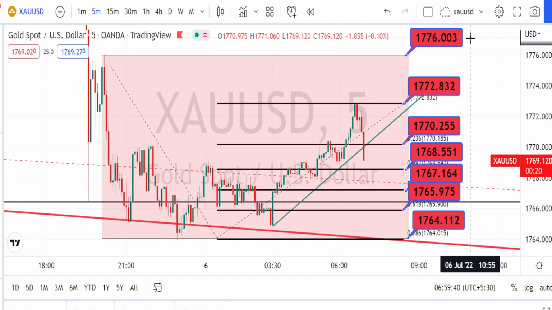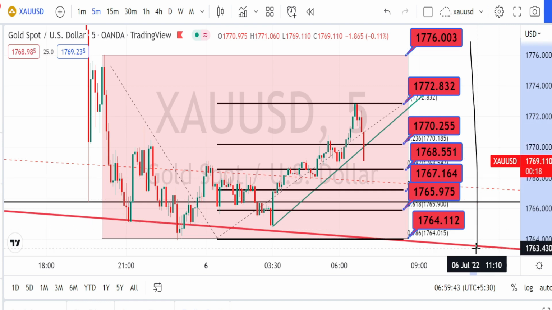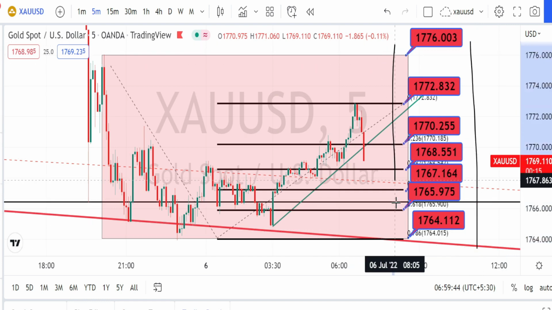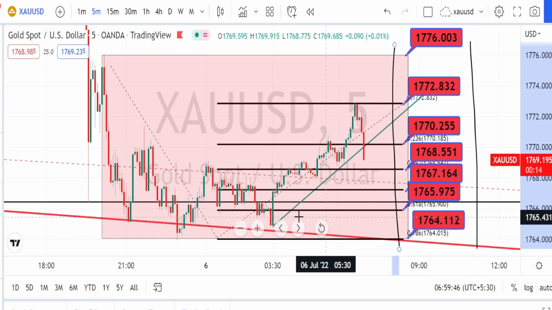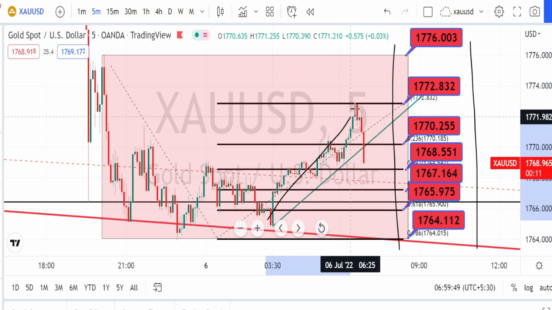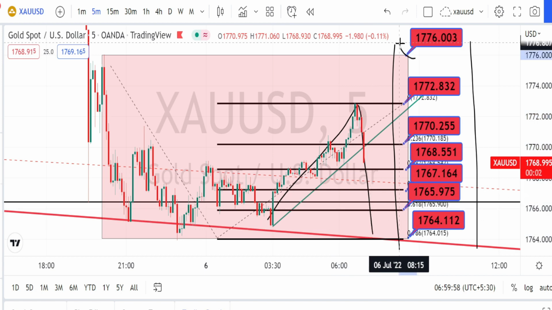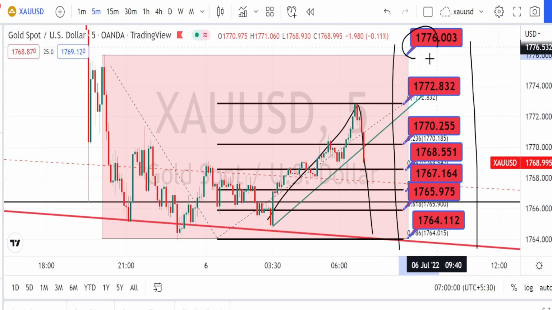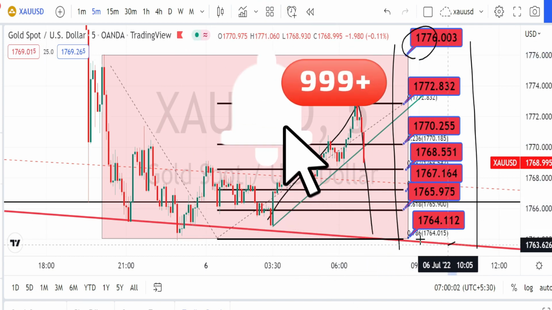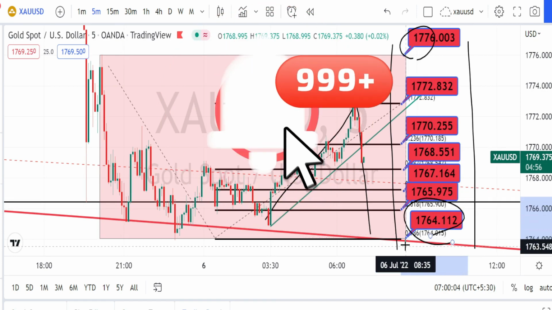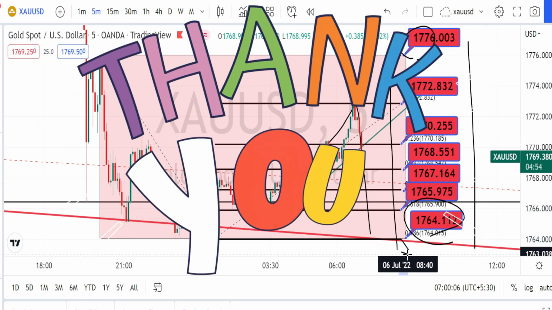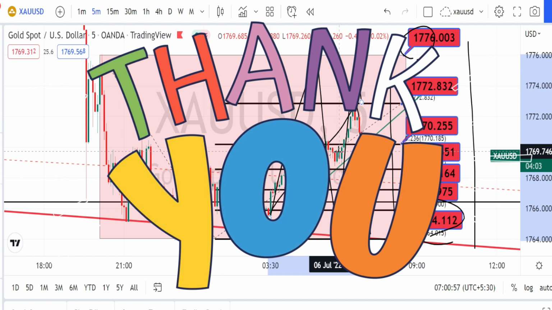Currently we are noticing the price action in 5 minutes time frame to be consolidating within this trading range. We have noticed the price action to go on a bullish trend. Currently it is on a bearish trend. Wait for the price action to give a breakout on the bullish side or on the bearish side to take a directional trade in 5 minutes time frame. That's all the analysis for today.